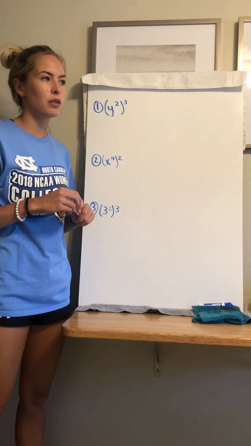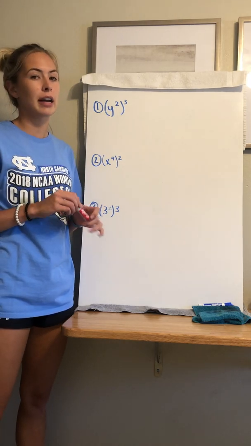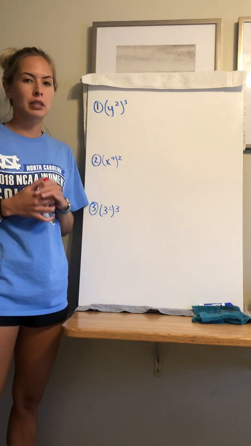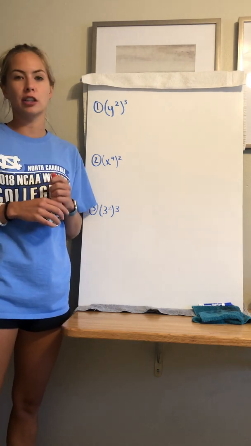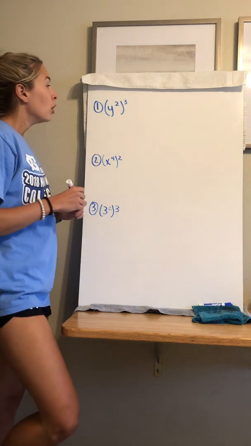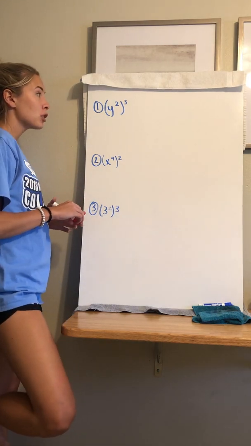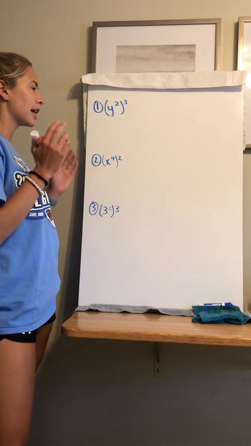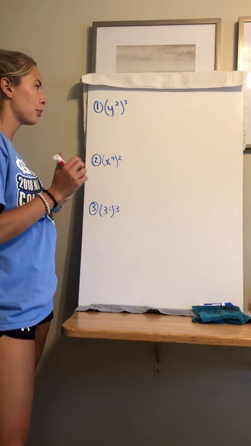Hi, so in this lesson we are working on raising an exponential number to a power. We're going to develop a rule throughout these examples and just take a look at how it works. So, example 1, we have y squared, which is being raised to the third power, which is why it is inside parentheses just to separate things a little bit.